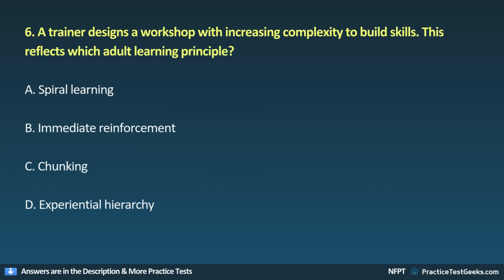6. A trainer designs a workshop with increasing complexity to build skills. This reflects which adult learning principle? A. Spiral learning. B. Immediate reinforcement. C. Chunking. D. Experiential hierarchy.